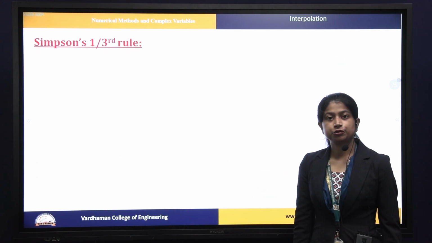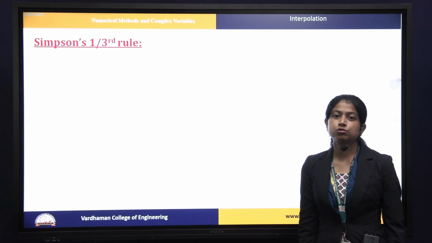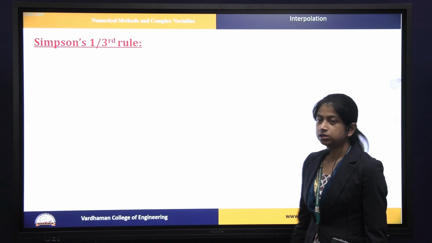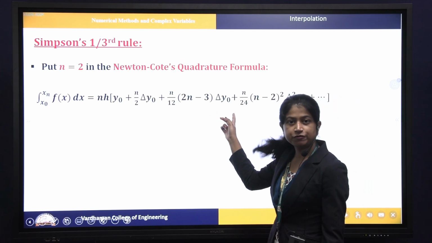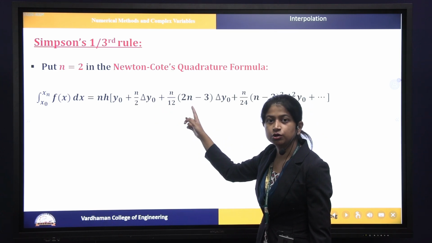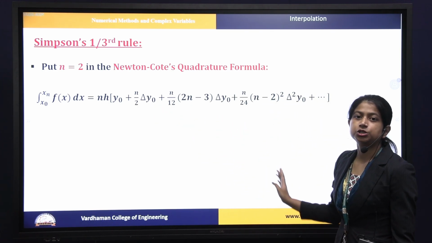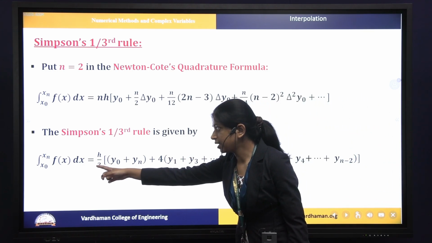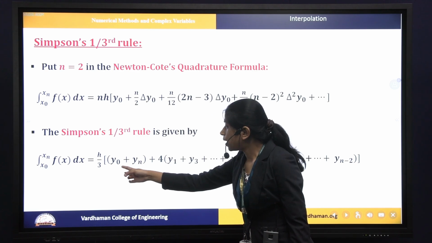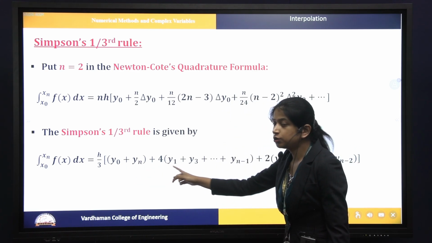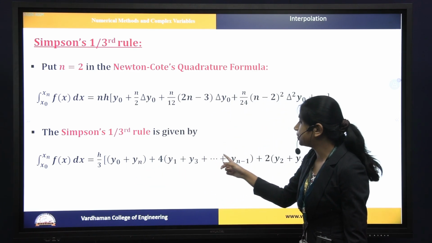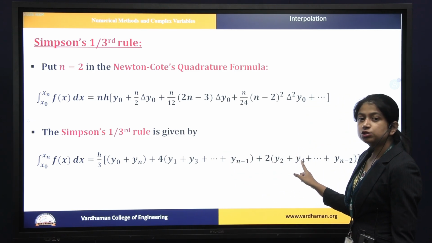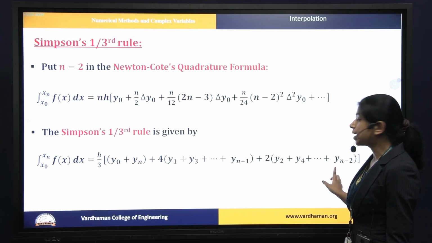This Simpson's one-third rule can be obtained from the Newton-Cotes quadrature formula or general quadrature formula by putting n equal to 2 in it. So this is the Newton-Cotes quadrature formula. Here if we put n equal to 2, we will get Simpson's one-third rule. So Simpson's one-third rule is given by integration x0 to xn f of x dx equals h by 3 times y0 plus yn plus 4 into y1 plus y3 plus y5 and so on plus yn minus 1, plus 2 into y2 plus y4 plus y6 and so on up to yn minus 2.